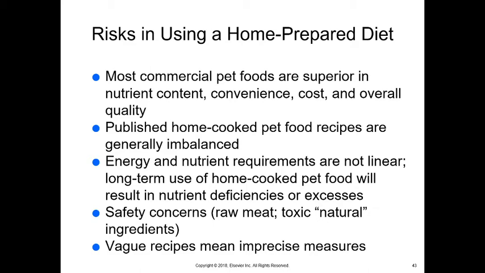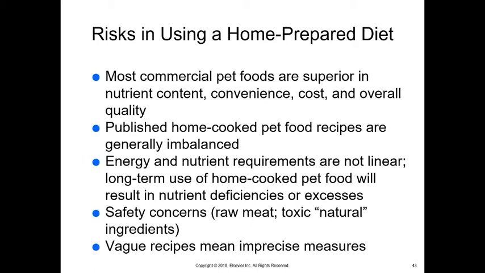There are risks when you use a home-prepared diet. Most commercial pet foods are superior in nutrient content, convenience, cost, and overall quality. It is a lot easier to feed a good quality commercial pet food. Published home-cooked pet food recipes are generally imbalanced, and they can be further imbalanced if the person isn't paying attention to a specific recipe or isn't doing it daily in the same way. Energy and nutrient requirements are not linear. Long-term use of home-cooked pet food can often result in nutrient deficiencies or excesses.